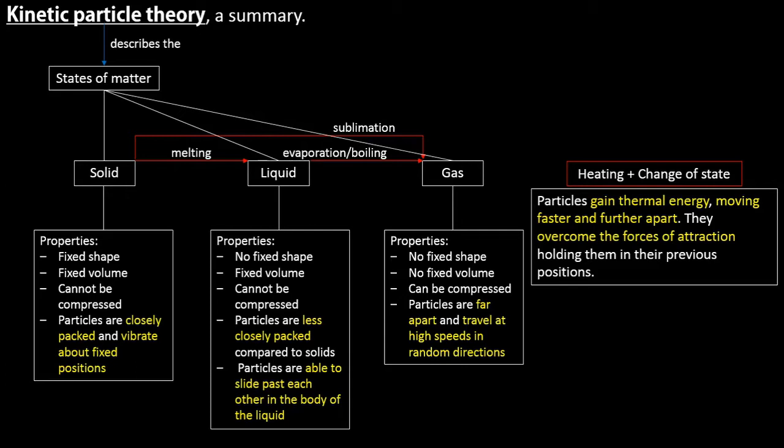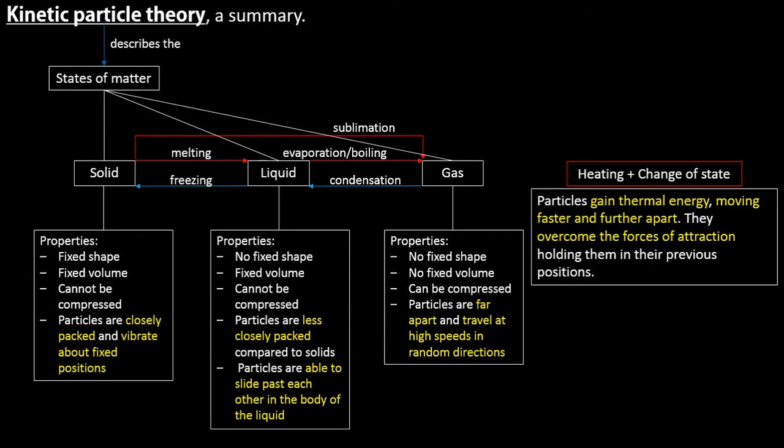So now that we know what happens when you heat a state of matter and it converts to another state of matter, we understand its particles and what it does. What if we do the opposite of heating and induce a change of state? We call this cooling. So if we cool a gas and it converts into a liquid, we call this process condensation. If we cool a liquid further and it becomes a solid, we call this freezing.